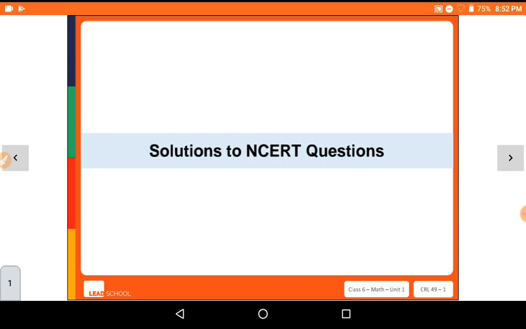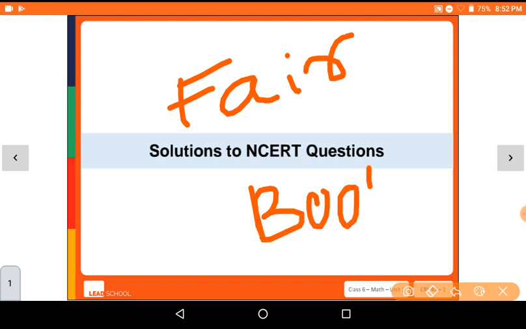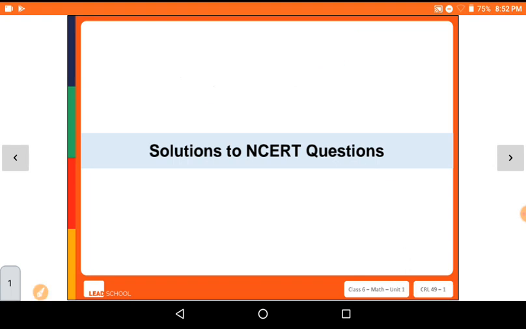Is it clear? So you must write all these NCERT questions in your fair book. आपको ये सभी चीज़ fair book में ही मेंशन करनी है, ये याद रखना. Okay, so you have to write all the questions into the fair book. So let us move on.